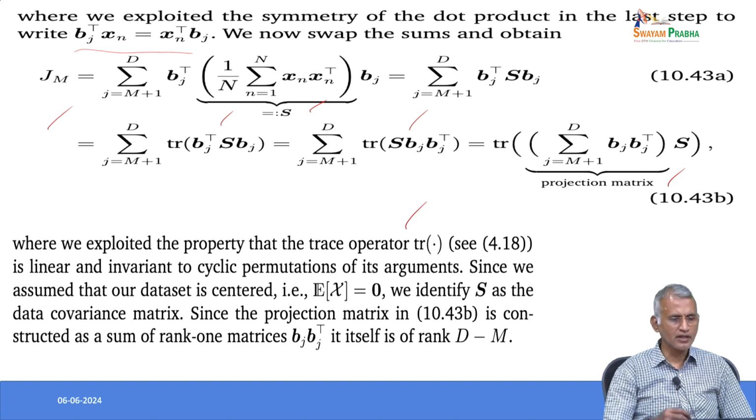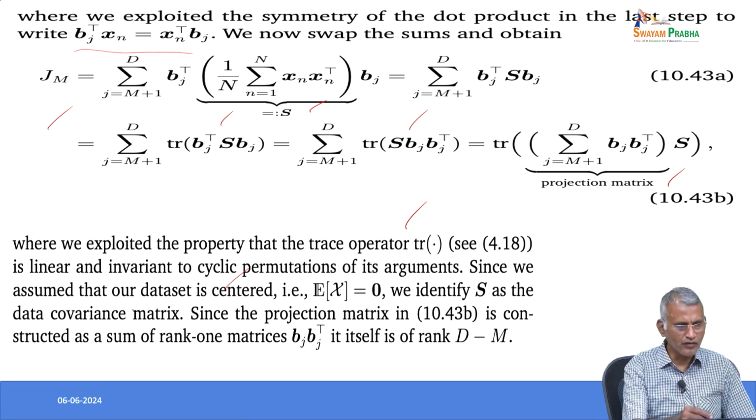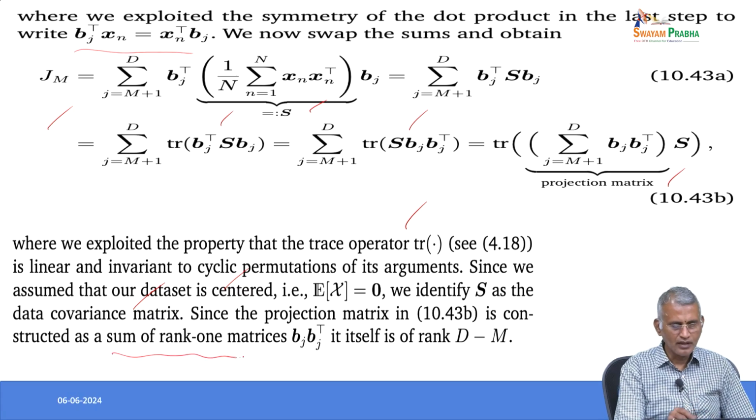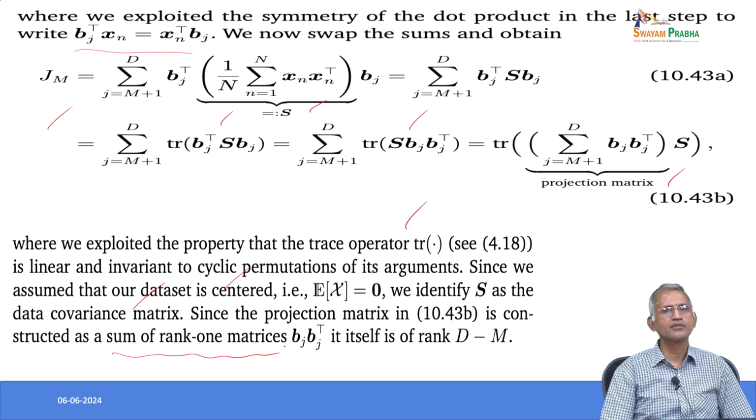Since we assumed that our data set is centered, therefore expectation of x equals 0, we identify that S is the data covariance matrix. Since the projection matrix is constructed as a sum of rank 1 matrices Bj Bj transpose, it is itself of rank d minus m.